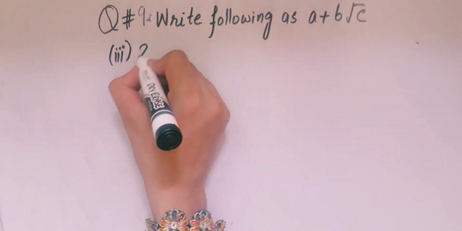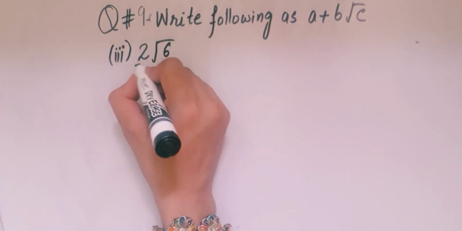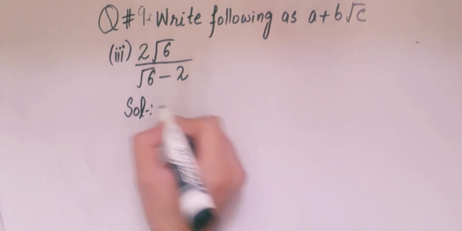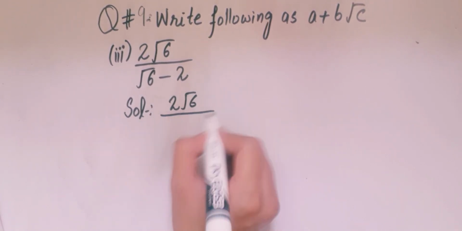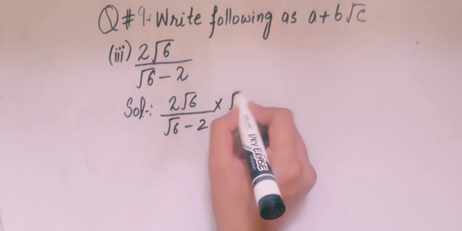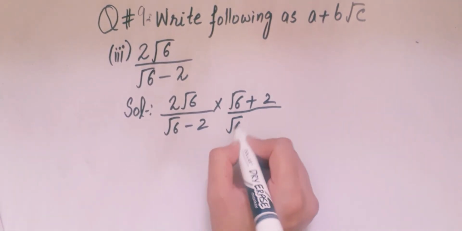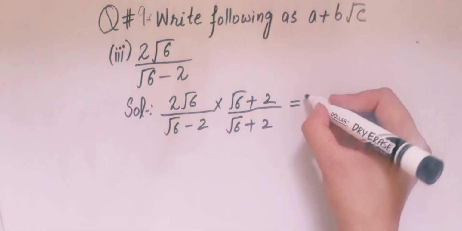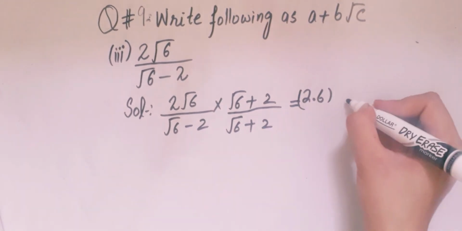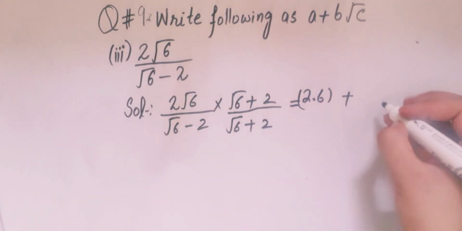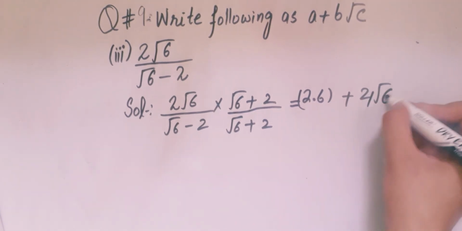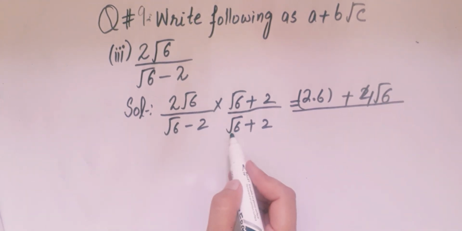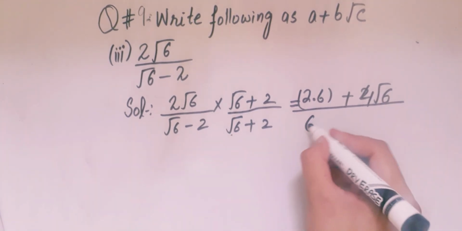Now we will do the last part of question number 9, that is 2 square root of 6 by square root of 6 minus 2. We will solve this by rationalization. 2 square root of 6 by square root of 6 minus 2 multiplied by square root of 6 plus 2 by square root of 6 plus 2. When we multiply 2 square root of 6 into square root of 6, we have 2 into 6, plus 2 multiplied by this 2, 2 square root of 6. This will become 4 square root of 6. Square root of 6 into square root of 6, and we have 6 minus 4.